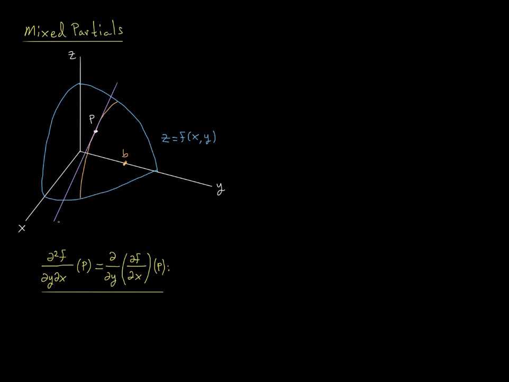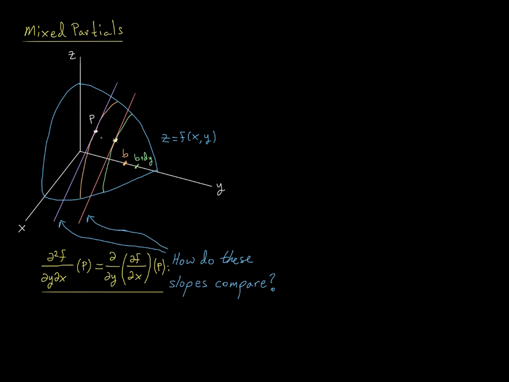And now what I want to know is, if I were to move a little bit in the positive y direction, what's going to happen to that slope in the x direction? It's a little bit of mental gymnastics we're applying here. So here's a way we can represent this. I'm at P, and I can measure the slope in the x direction. That would just be the slope of the purple tangent.